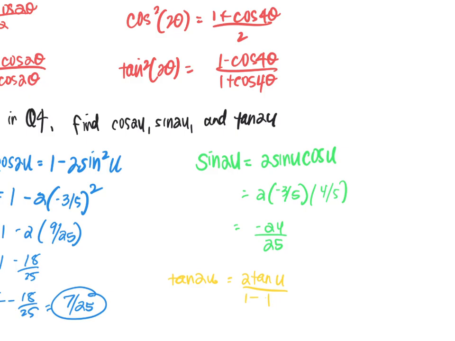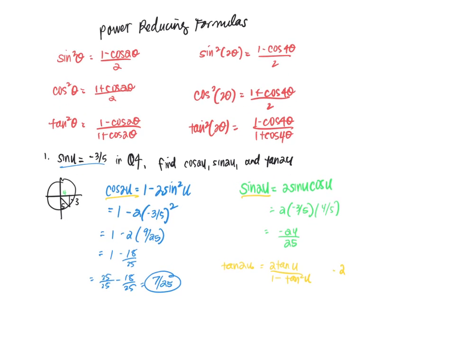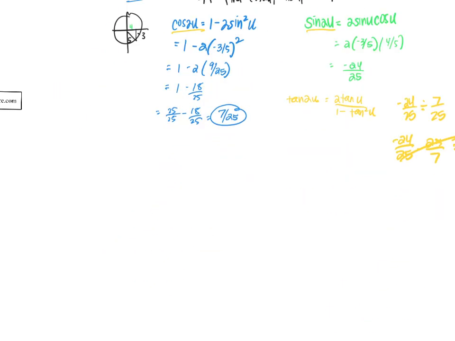All right, and then last, we are going to do tangent 2u. And we could use the tangent double angle formula, which is this. Or we could just say, oh, well, tangent 2u is going to be sine 2u divided by cosine 2u. So we could take -24/25 and divide that by 7/25, which would mean we're multiplying by the reciprocal, and we should get -24/7 as our answer. All right, next problem.